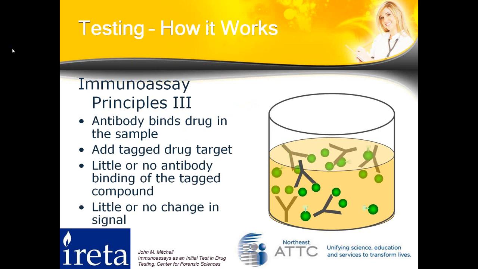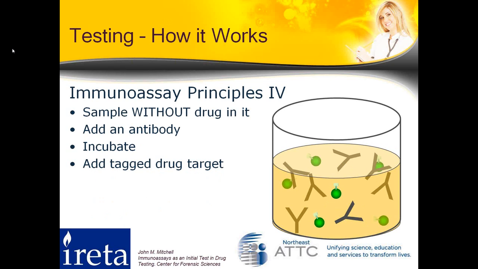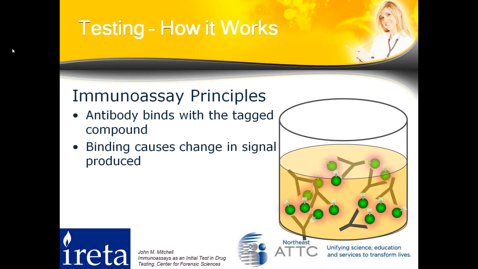When we look at the antibodies bind in the drug sample, the tag targeted drug is added, and there might be little or no antibody binding of the tag compound, and so we see little or no change in the process. The sample without the drug in it, they add the antibodies, and then it doesn't bind. And then with the drug in it, we see those changes, and that shows us that it is, in fact, binding and produces the changes in the signal.